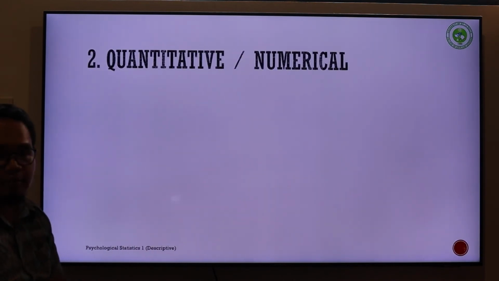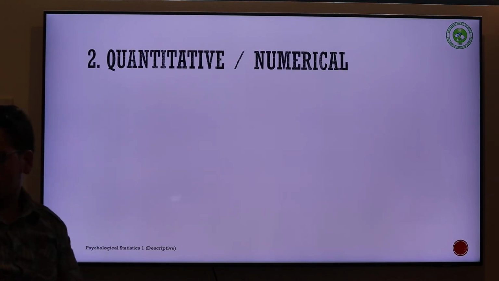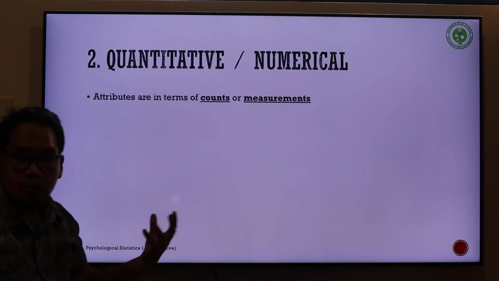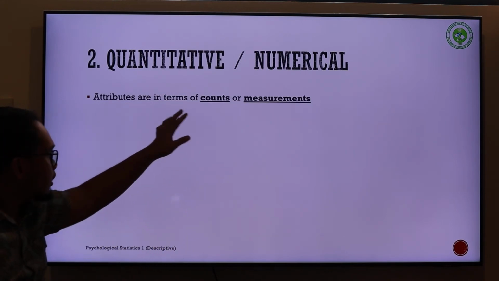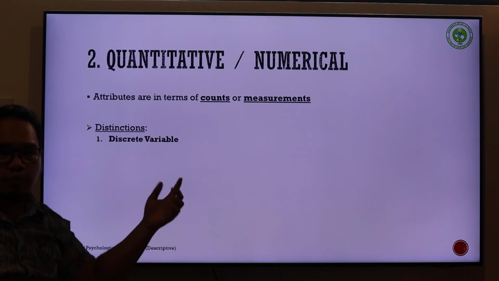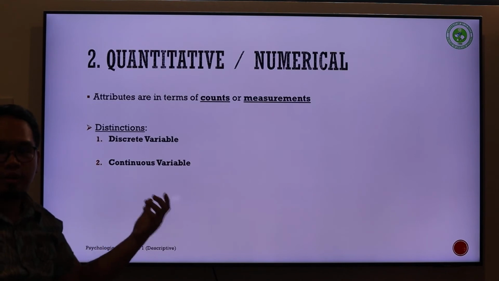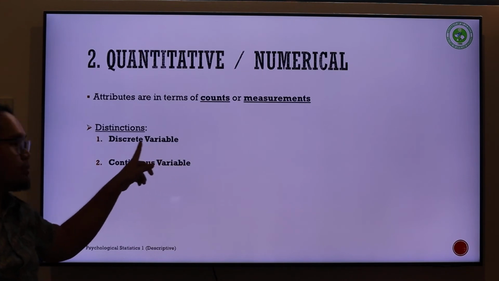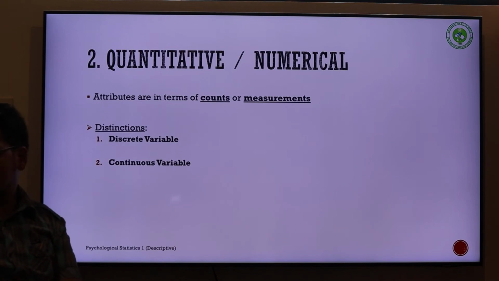The second type of variable we'll have is the quantitative, or in some books they call it numerical variables. These variables are attributes that are in terms of counts and measures. Since they are attributed in counts or measures, we divide them into two distinctions. One is what we call a discrete variable, and the second one is a continuous variable. To make the long story short, counts are connected to discrete variables, measurements are connected to continuous variables. Now let's take that one by one.